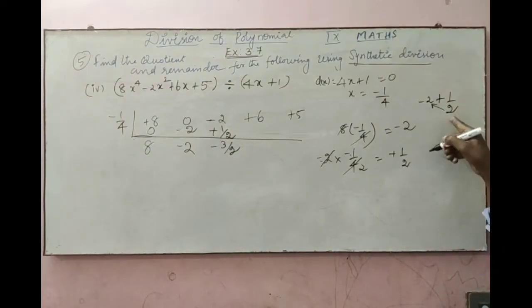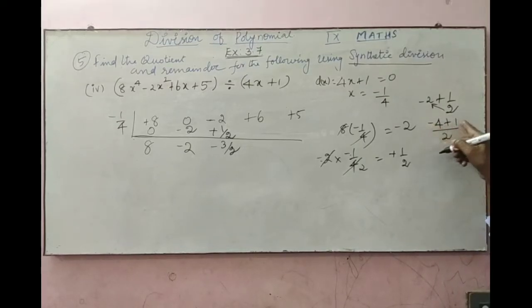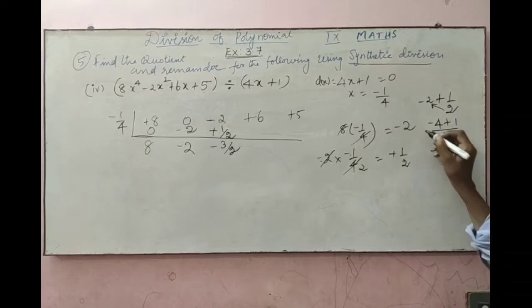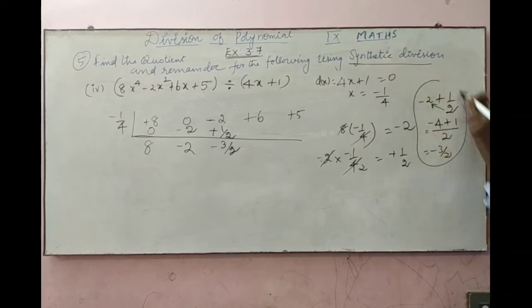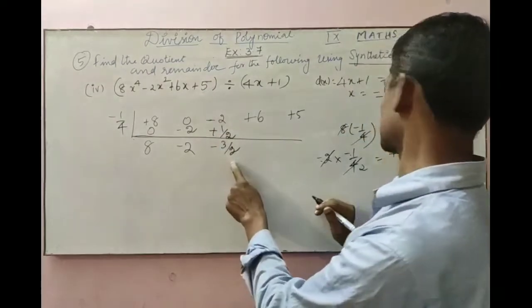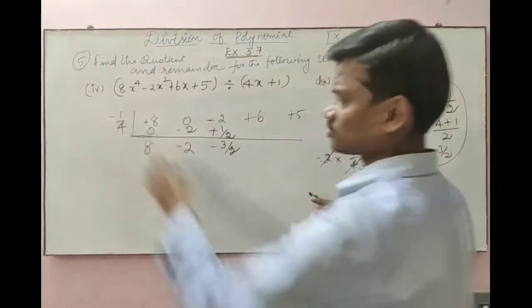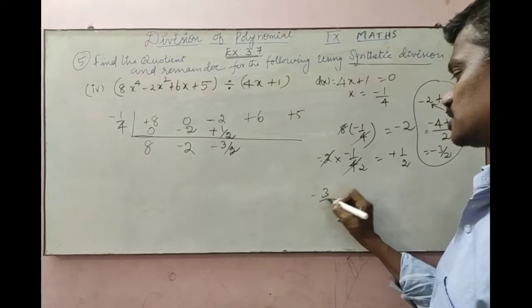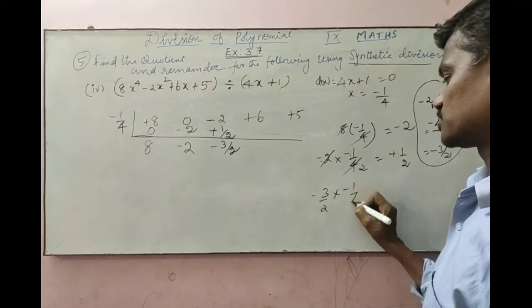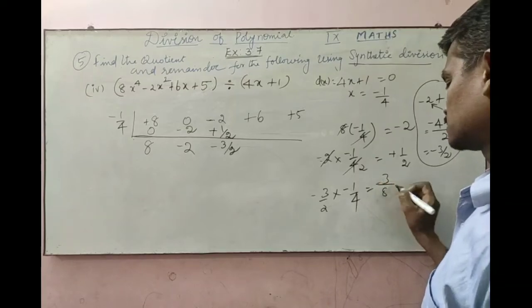You have to cross multiply this. Minus 2 into 2 gives minus 4, plus 1 by 2. Minus 4 plus 1 is minus 3 by 2. So you can calculate this roughly. Minus 2 plus 1 by 2 gives minus 3 by 2. Again I am going to multiply this minus 3 by 2 with minus 1 by 4. Minus 3 by 2 into minus 1 by 4 gives plus 3 by 8.